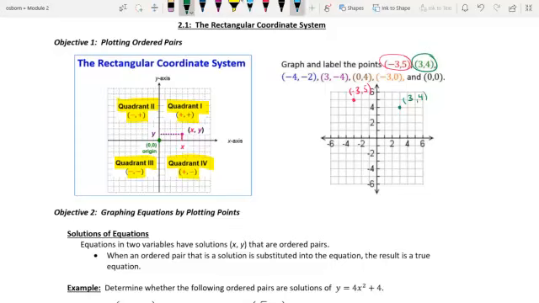All right, the next one says to plot the coordinate point negative 4, negative 2. So I know that's going to be in quadrant 3. I go to the left 4 and down 2, and I plot that point right there. Next, we have the coordinate point 3, negative 4. So I know that that is in quadrant 4, because the x value is positive, the y value is negative. So I move to the right 3 and down 4.